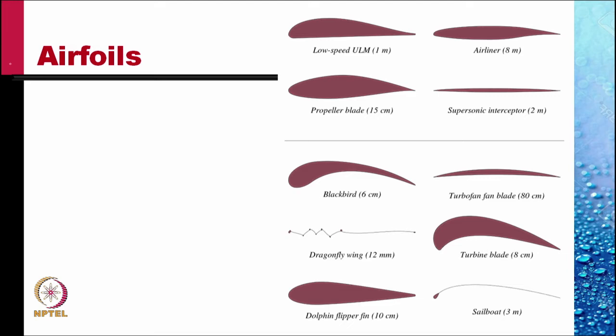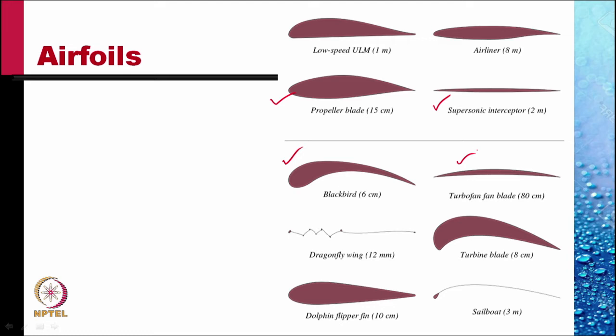A large number of airfoils have been designed and are being continually designed. This picture shows a collection of airfoil shapes. On the top two, we see the low speed airfoils. A third one is the airfoil for a propeller blade. Supersonic aircraft have very thin, sharp-edged airfoils. The wings of a bird are also airfoil shaped. Turbofan blades are airfoil shaped but with a sharp leading edge.